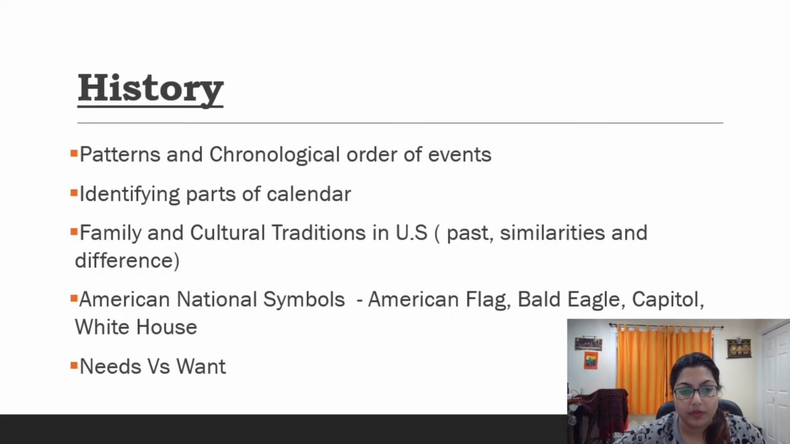Needs versus wants. This is pretty easy, and I think this is the only economics-related thing that you will find here. It's basically what is a need, what is a want, and giving examples, and how some things can be both a need and a want, for example medicines. Giving them an idea of how need versus want is a necessity, and how it is related to economics.